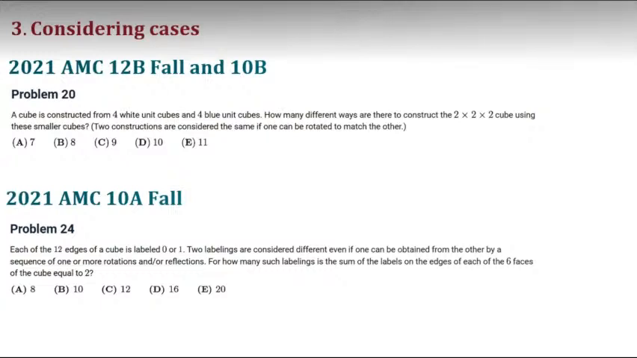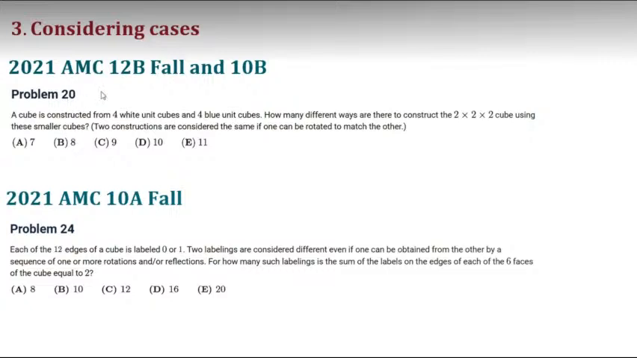Okay, so let's solve the next idea. It says considering cases. First problem, problem number 20. A cube is constructed from 4 white unit cubes and 4 blue unit cubes. How many different ways are there to construct a 2 by 2 by 2 cube using these smaller cubes?